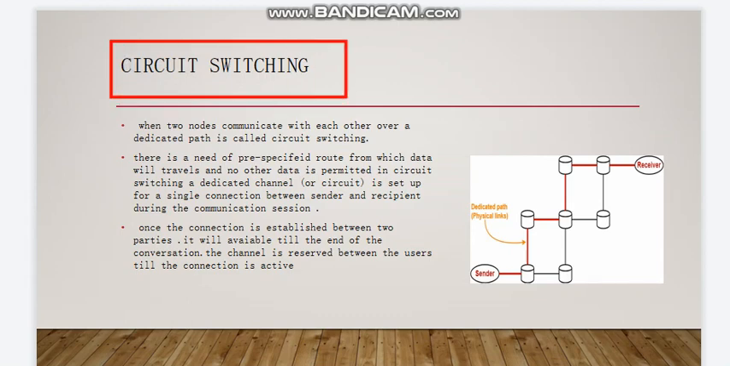Circuit switching. What is circuit switching? When two nodes communicate with each other over a dedicated path, it is called circuit switching. There is a need of a pre-specified route from which data will travel and no other data is permitted in the circuit. A dedicated channel or circuit is set up for a single connection between sender and recipient during the communication session. Once the connection is established between two parties, it will be available till the end of the conversation. The channel is reserved between the users till the connection is active.